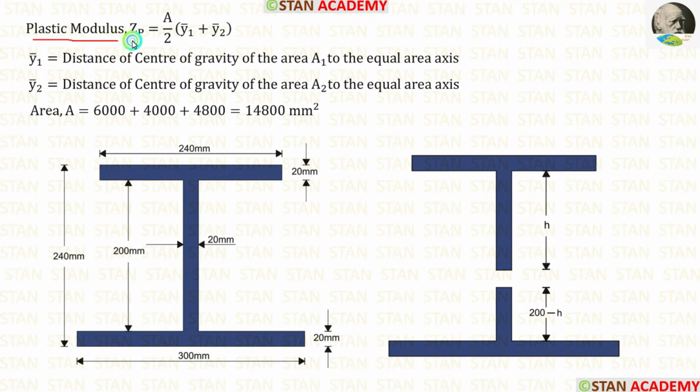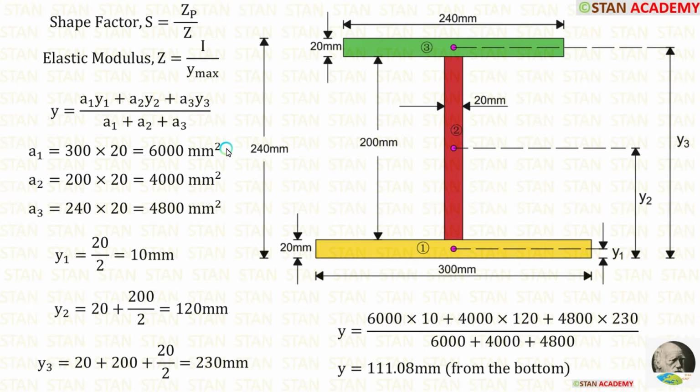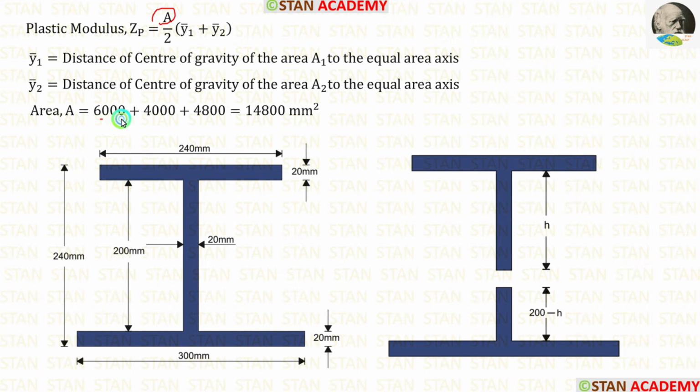Now let us find the plastic modulus Zp. The formula is A by 2 into y1 bar plus y2 bar. A is the area. Previously, we have calculated area 1, area 2 and area 3. We can add 3 of them. Finally, we are getting the area.